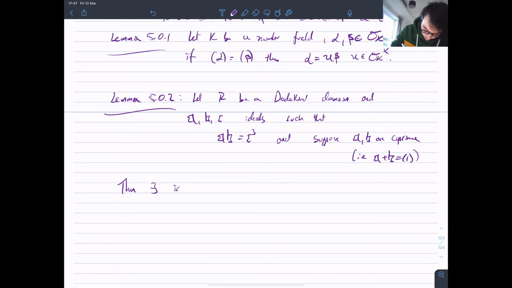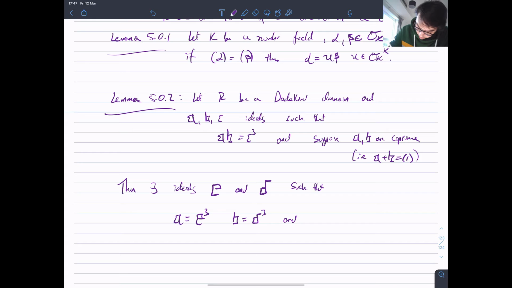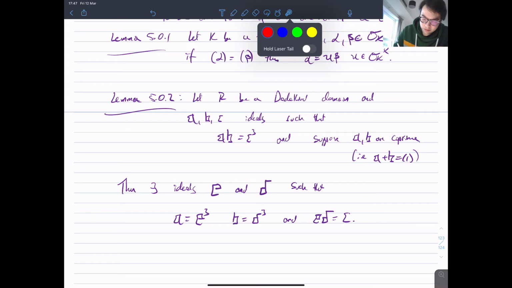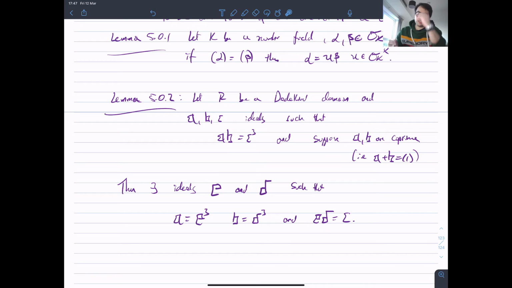Then there exist ideals, E and D, I guess, such that A is E cubed, B is D cubed, and E times D is my ideal C. Great. So this was done in the problem sheet. So if you have a product of two things that is a cube, and the things are co-prime, then each of the things has to be a cube. Essentially, this is just for ideals.